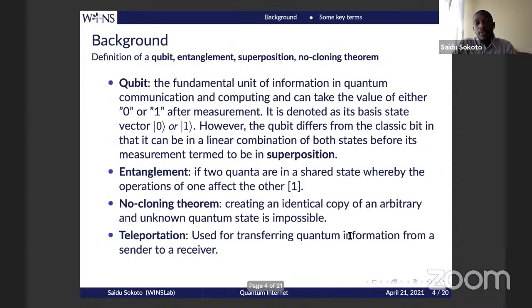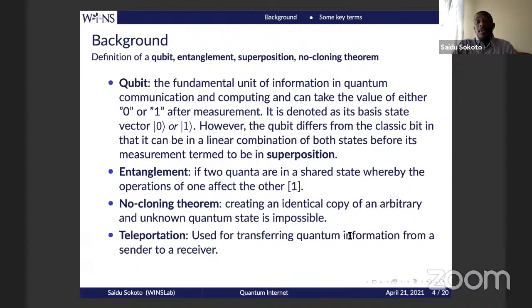Moving on to some background information. When the quantum internet is mentioned, there are certain terms normal networking people or computer science students are not familiar with. These terms include qubit, entanglement, superposition, no cloning theorem, and a host of other terms. But I'll define around 5 terms in this slide. We have the qubit, which is the fundamental unit of information in quantum communication. It can either take the value of a 0 or a 1, which is represented by the basis state.